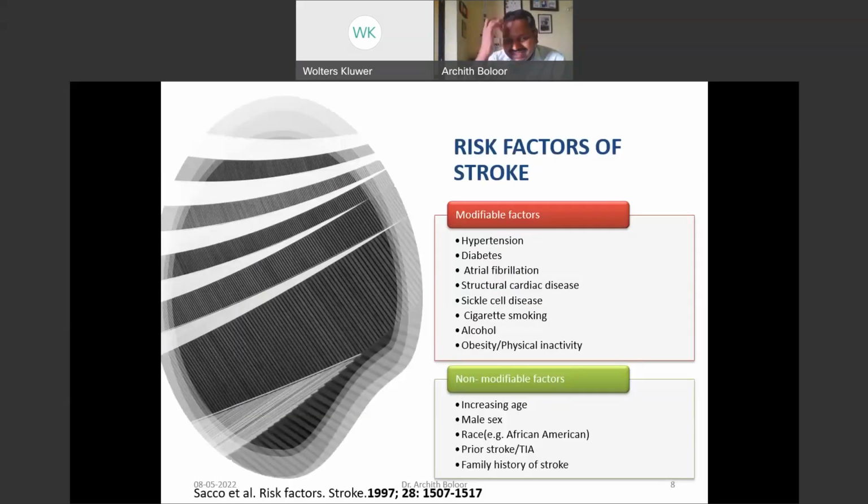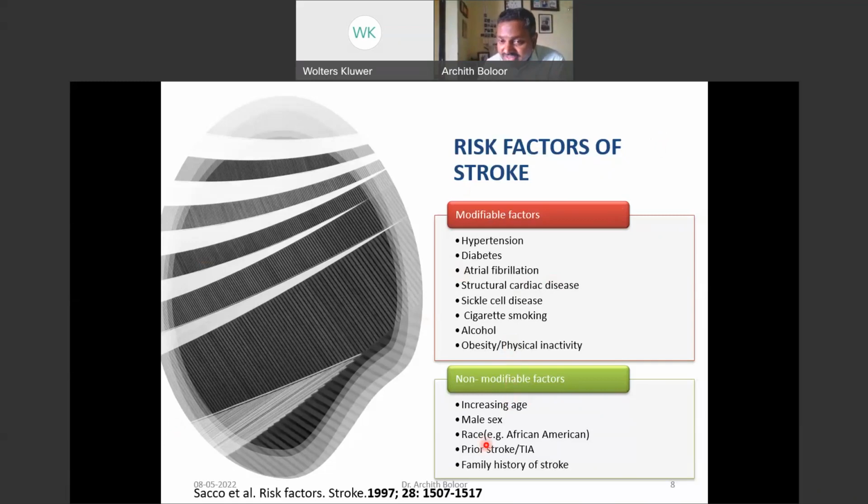So the general consensus way back in 1997, which was again updated in 2003, still remains the traditional risk factors of stroke. You have hypertension, diabetes, atrial fibrillation, structural heart disease, sickle cell disease, cigarette smoking, alcohol, and obesity as important modifiable risk factors. All of these can be modified. We can control them and we can prevent the strokes. The non-modifiable risk factors are age, male sex, African American race, previous stroke, and family history of stroke. So these are the traditional risk factors for stroke.